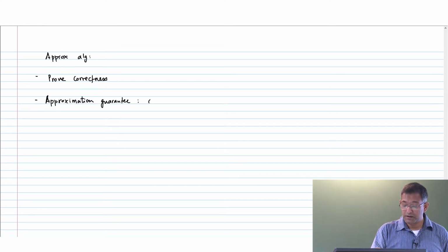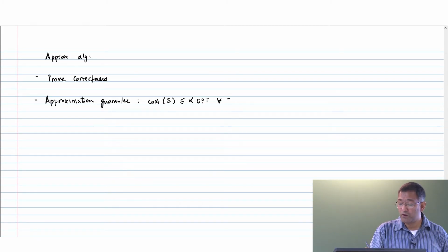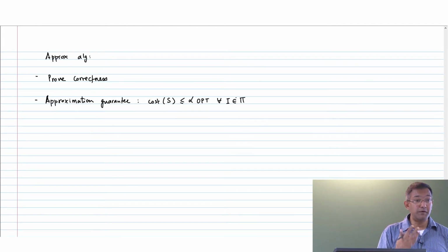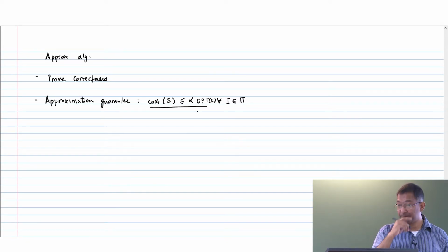So, this is that the cost of the solution is no more than alpha times opt for all instances of the problem. For every graph, it is true that this inequality holds for that instance. So, this opt of this instance.